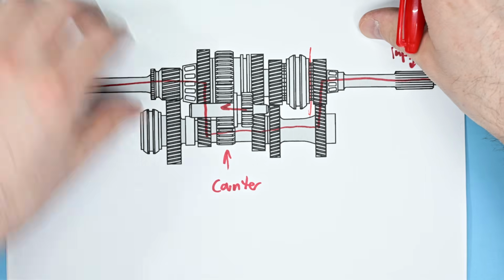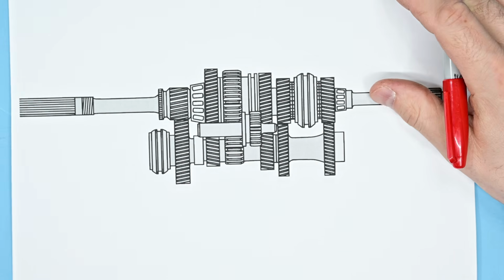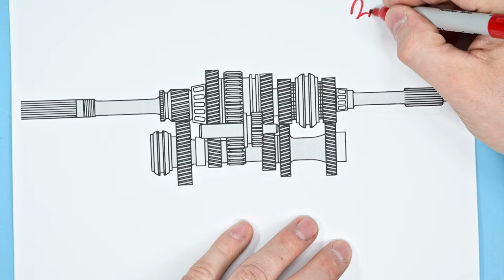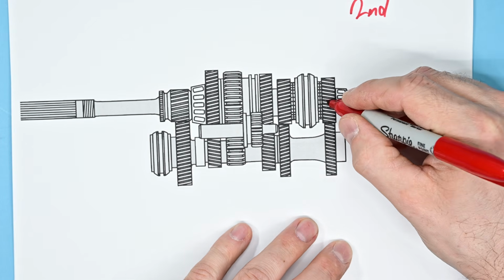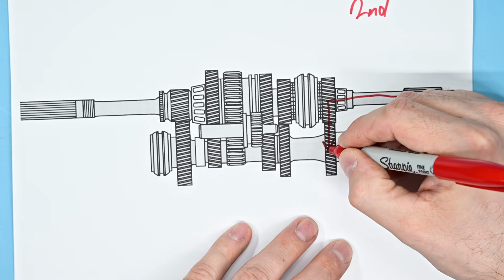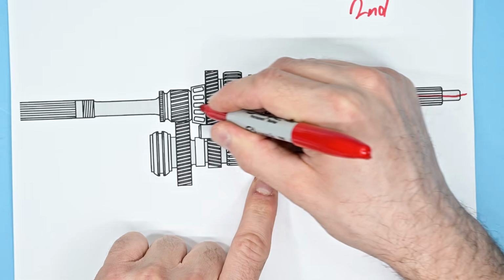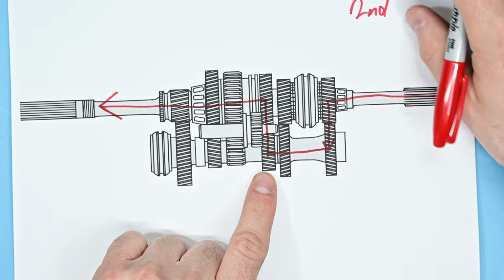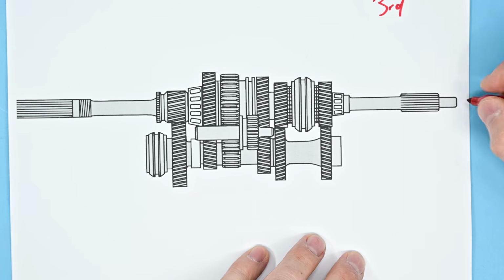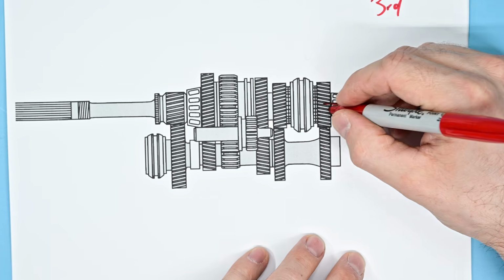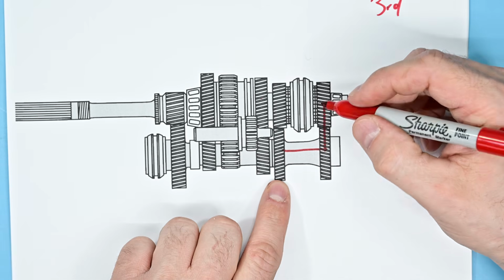For second gear, the input, the output, the counter, still the same. Second gear, power in through the input, down to the counter, and then our second smallest gear, up and out. For third gear, we are still coming in through the input shaft, down to the counter shaft, and then our third smallest gear.